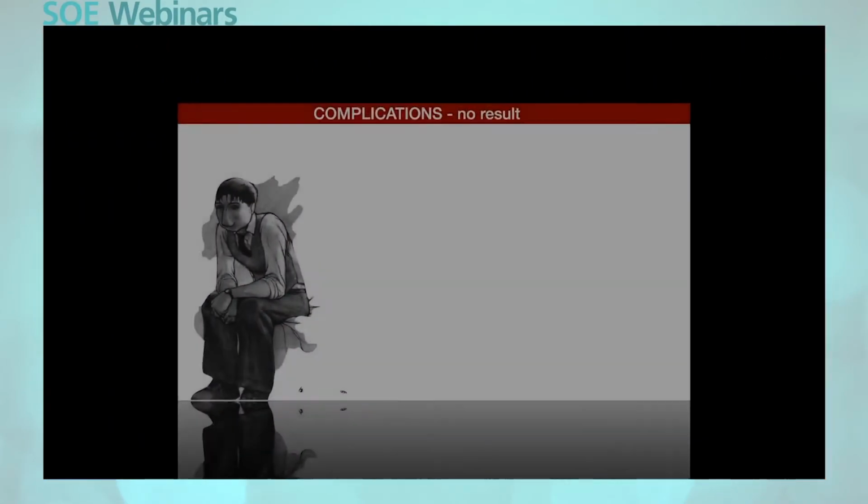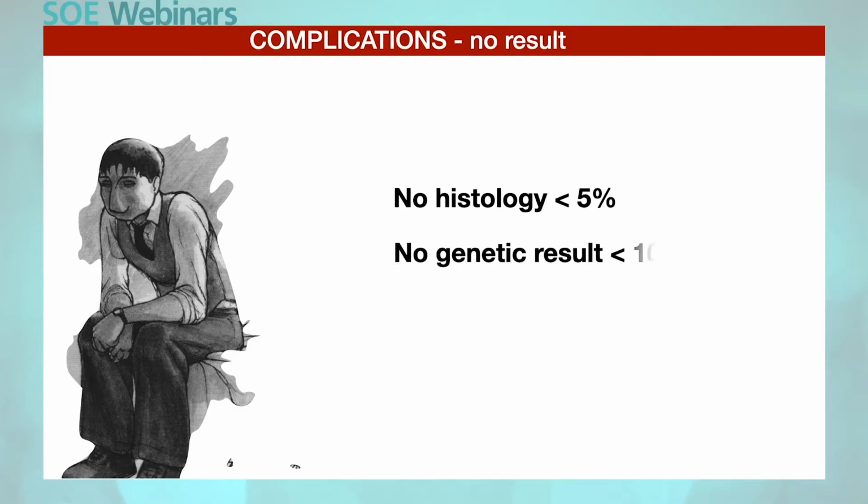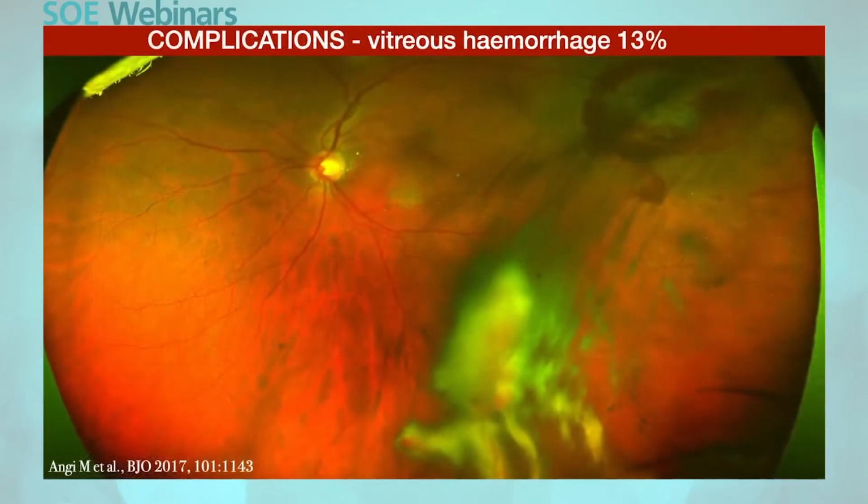Now, what are the complications? No result is the biggest complication. So the patients are very disappointed. We try to get better and better, and we have no histology now in less than 5%, no genetic result in less than 10%. From the surgical point of view, a vitreous hemorrhage is the biggest complication, at about 10–15%. Again, we try to get better and better, but this is not a problem we can eliminate.